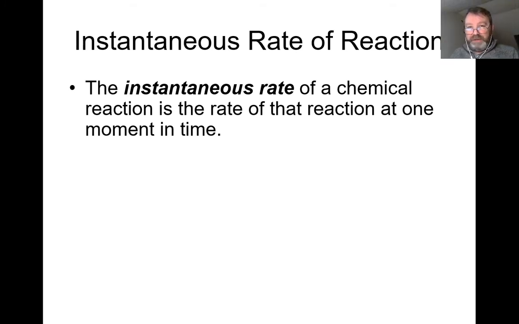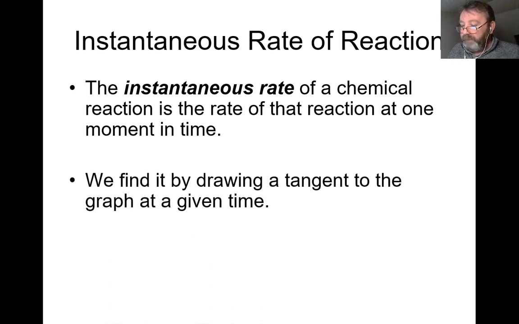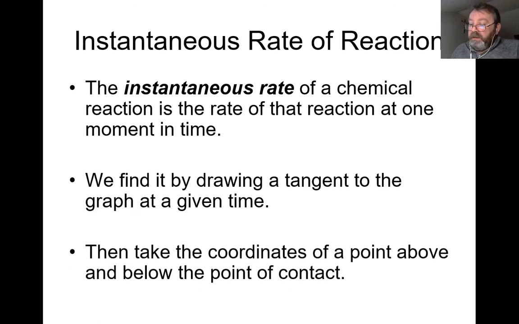But for the instantaneous rate, you have to pick a moment in time to pinpoint, and then try and figure out at that moment in time what is the rate of reaction there and then. The same way as photographing a car on the road and trying to figure out what its speed is at that moment. We find it, a very, very simple process, by drawing a tangent to the graph at that given time. Now I'm going to go through that here with you in a second. Then you take the coordinates of a point above and below the point of contact.